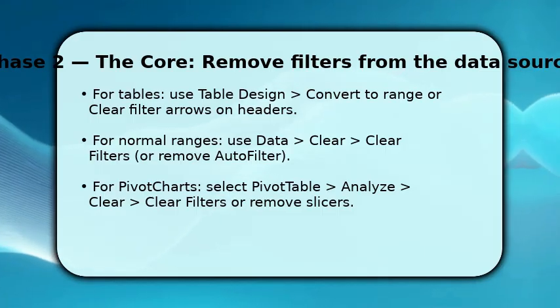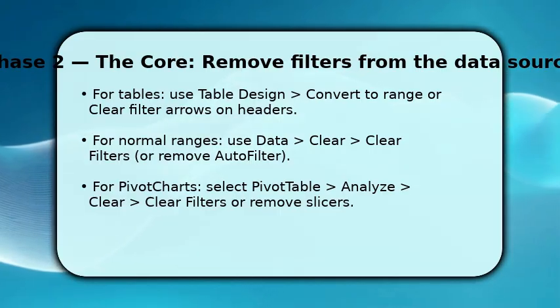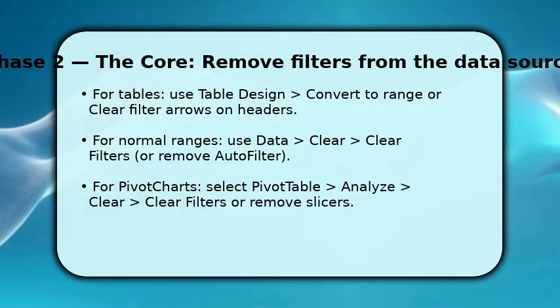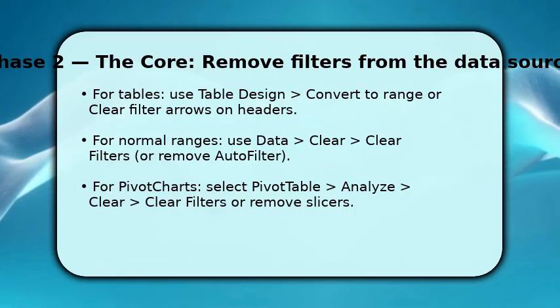For pivot charts, select the linked pivot table and choose Pivot Table Analyze, then clear filters or remove slicers affecting it. Once filters are removed, the chart updates automatically. Make sure to refresh the pivot table if needed. Finish by confirming the chart displays the full dataset.